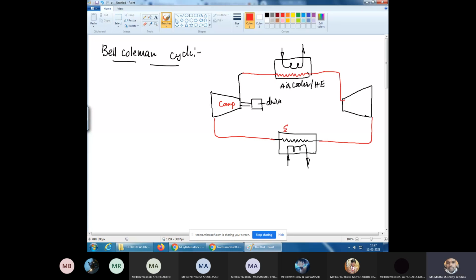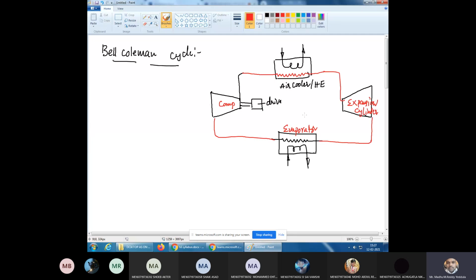Compressor. So this is the evaporator. This is the expansion cylinder. It acts as an expansion valve also. You can call it expansion cylinder, or we have expansion valve. So compressor, condenser or air cooler or heat exchanger, expansion, and evaporator. Four elements, similar to our normal refrigerator, right?